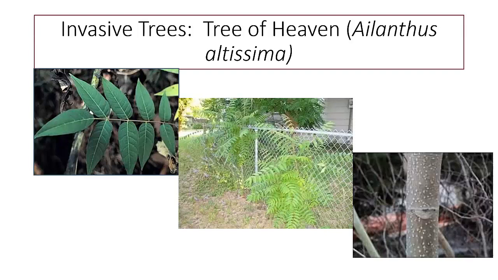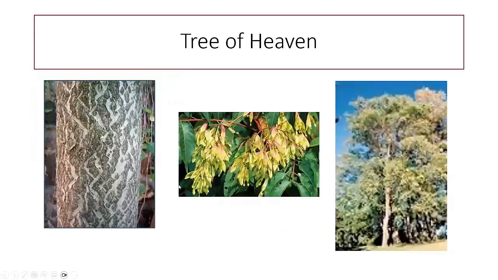Tree of heaven bark tends to be more gray than brown. This is an example of more mature tree of heaven bark. It's still fairly smooth, but it still has that grayish tint. The middle picture shows some seed pods on the tree of heaven. The racemes from this are carried by the wind, hence it's carried everywhere.